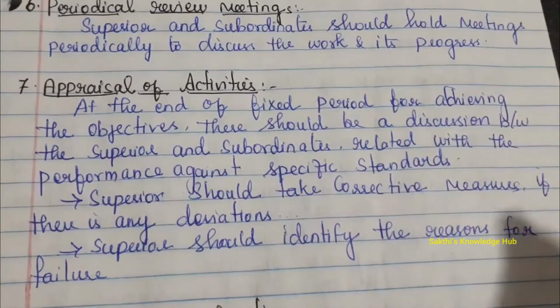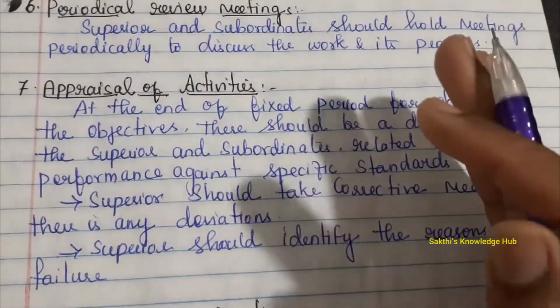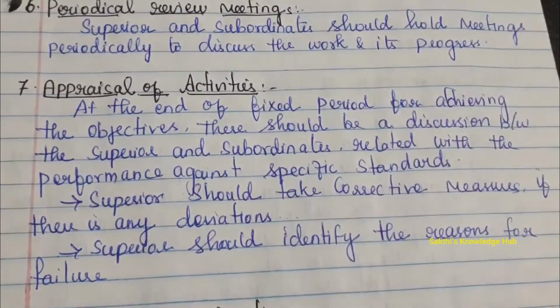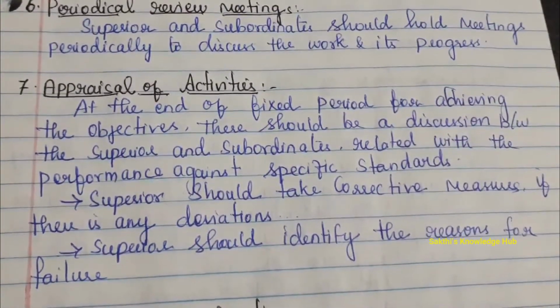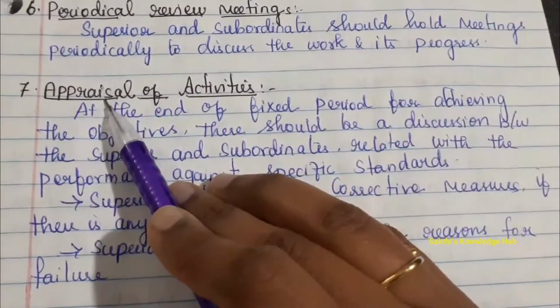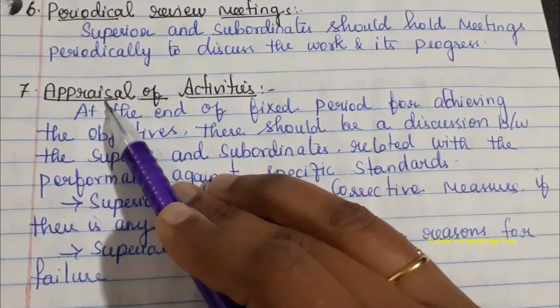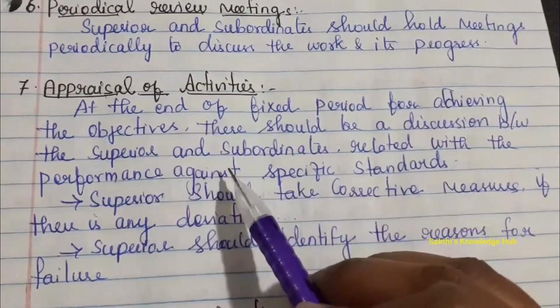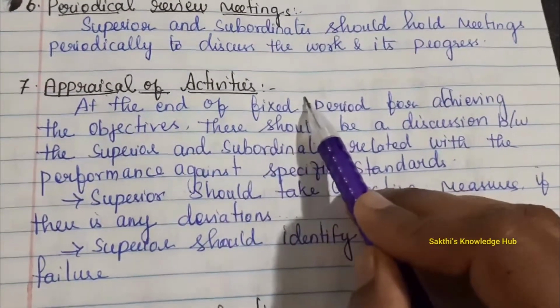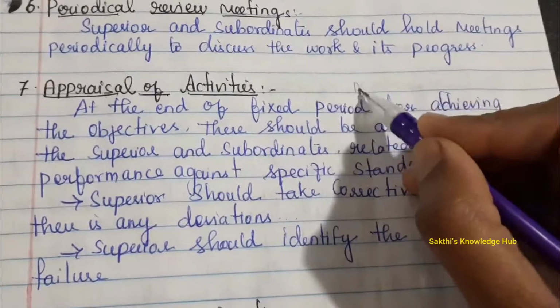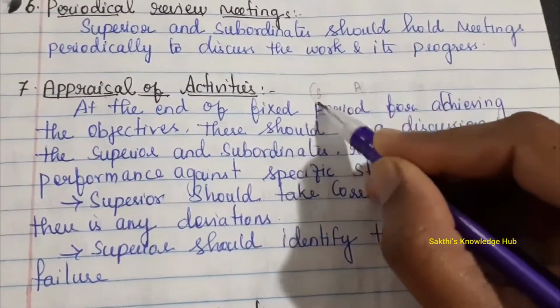So we have discussed the standards to be fixed and the actual performances to be compared. After the progress has been started, it is very important to identify, that is the appraisal, how the work is going on. So during that time, they have to compare the actual with the standards, what is going on at present and what is the standard we have fixed.